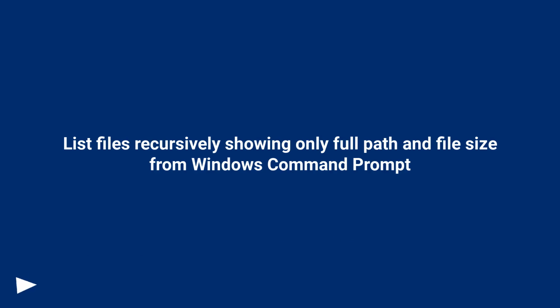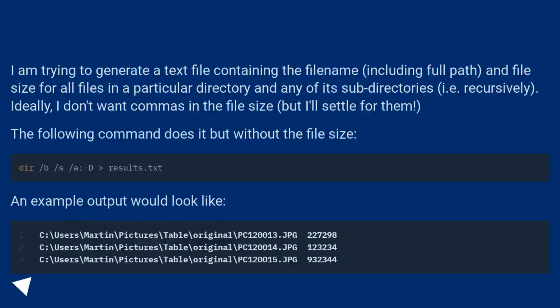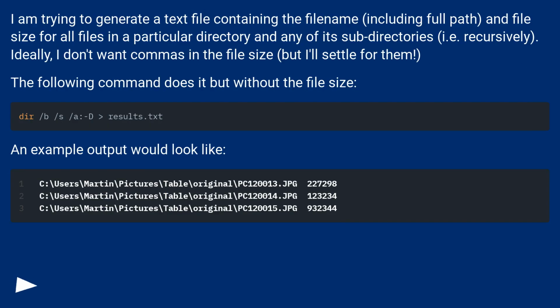List files recursively showing only full path and file size from Windows command prompt. I am trying to generate a text file containing the file name, including full path, and file size for all files in a particular directory and any of its subdirectories, i.e. recursively. Ideally, I don't want commas in the file size, but I'll settle for them.